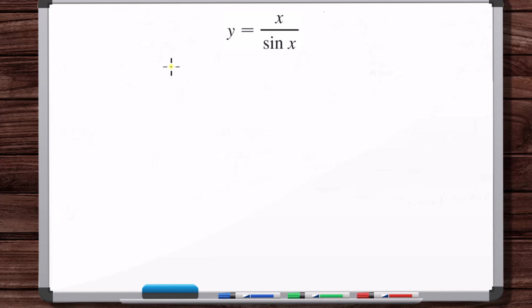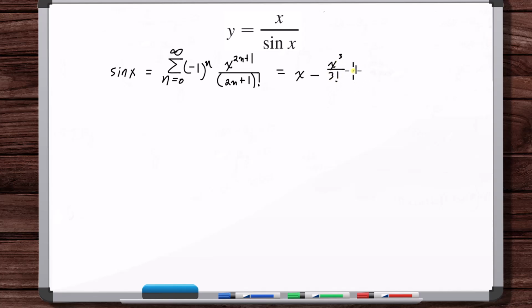All right, so let's write out, okay, so sine of x is what? Minus 1 to the n, x to the 2n plus 1, and this is x minus x cubed over 3 factorial plus x to the 5th over 5 factorial minus x to the 7th over 7 factorial, etc.